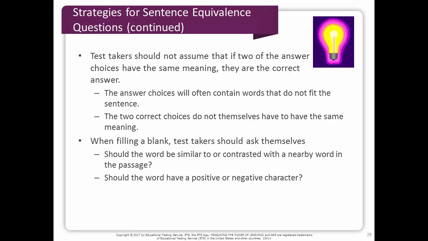When filling a blank again, ask yourself whether the word should be similar or contrasted with the nearby word in the sentence, and whether the word should have a positive or negative connotation.